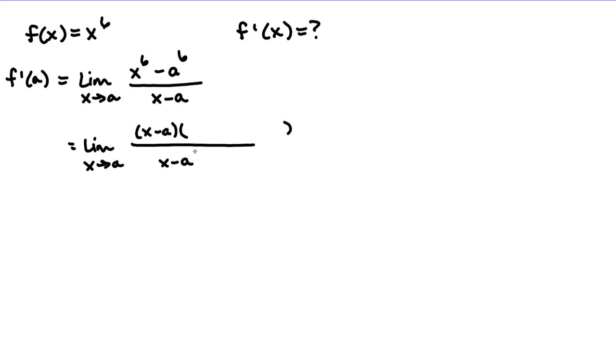So here's what I'm going to do. I'm going to use synthetic division. And when we're dividing by x minus a, we would put an a in the box. We have 1x to the sixth, 0x to the fifth, 0x to the fourth, 0x cubed, 0x squared, 0x, and then our constant minus a to the sixth. Bring down the first number.